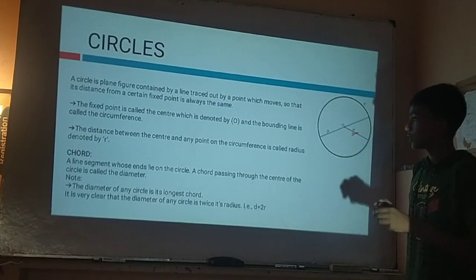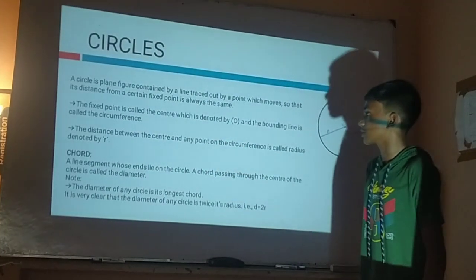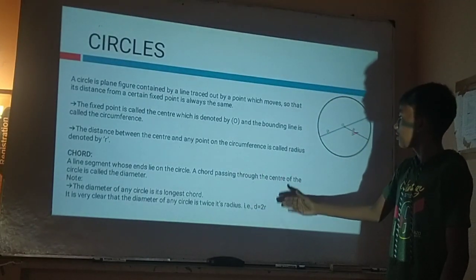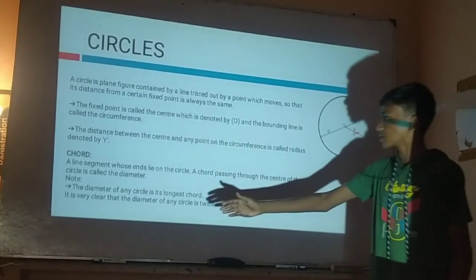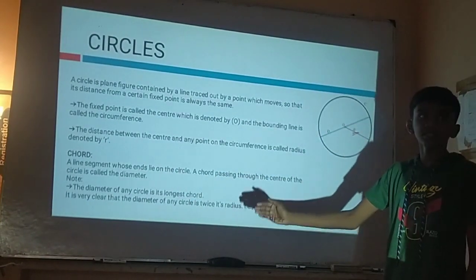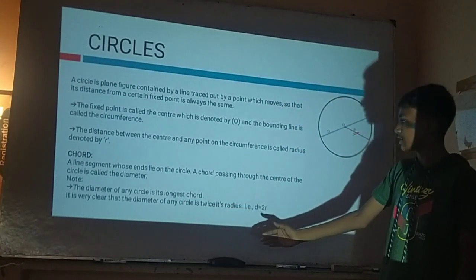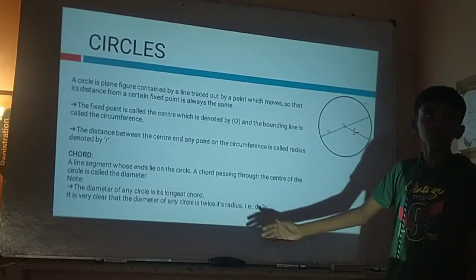This is the radius. Now, next, let us talk about the chord of a circle. A chord is a line segment whose ends lie on the circle. A chord passing through the center of the circle is called its diameter. Note, the diameter of any circle is its longest chord. It is very clear that the diameter of any circle is twice its radius. That is, D is equal to 2R.